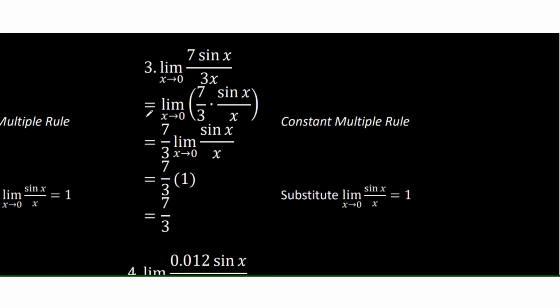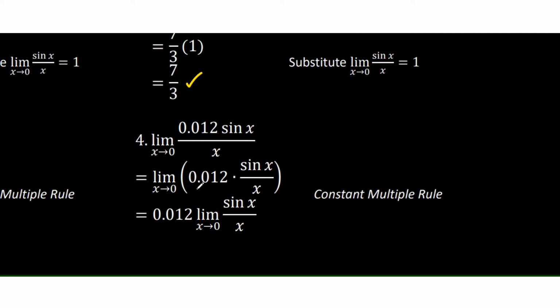On the third example, we observe that there is 7 and there is 3 here, and x must be equal to x in the denominator. Okay, now separate 7 over 3, and by the constant multiple rule, we now simplify limit of sine x over x as x approaches 0, and that is equal to 1. Now 7 over 3 times 1 is 7 over 3.